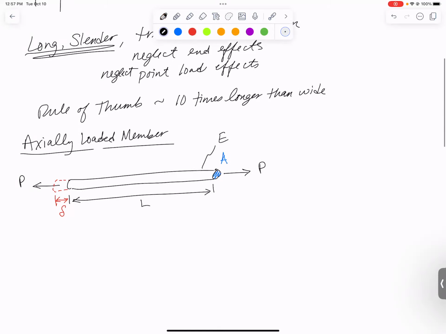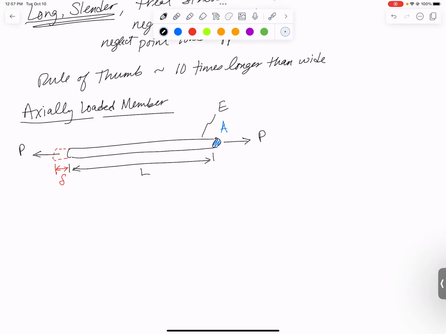And here is the idea. We want an equation for delta. So we have a force P that leads to a stress, normal stress sigma, P over area. Because I know my material property, from that I can get strain, epsilon. And from the definition of strain, I ought to be able to get delta. It's the change in length.